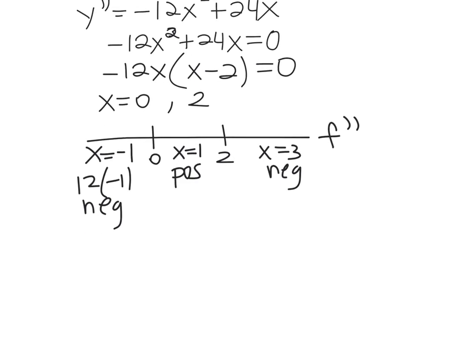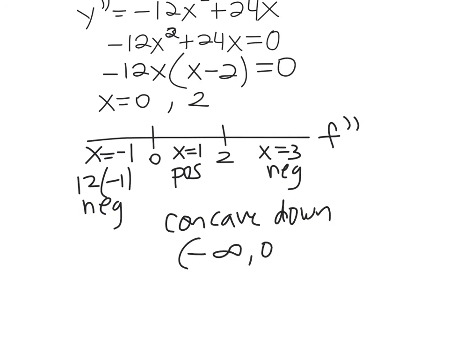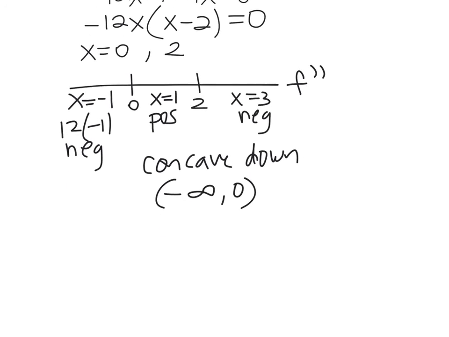All right, so I would say that this graph is concave down from negative infinity to 0, and then also from 2 to infinity.